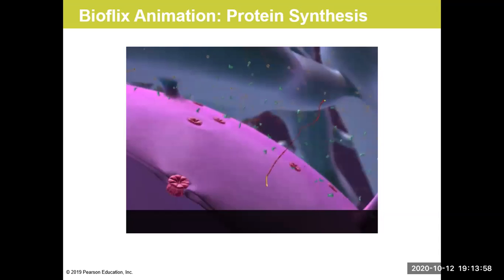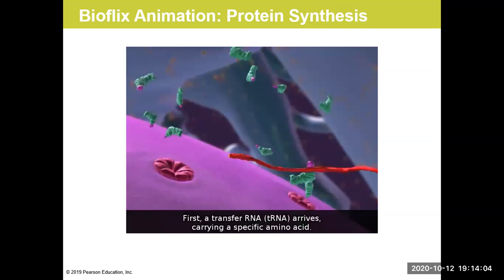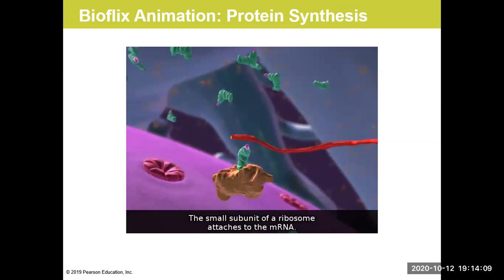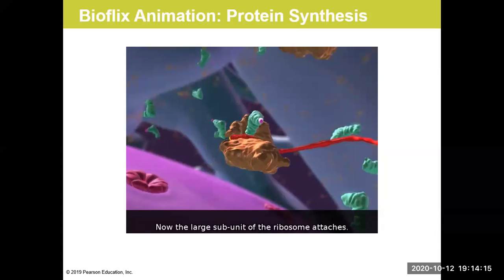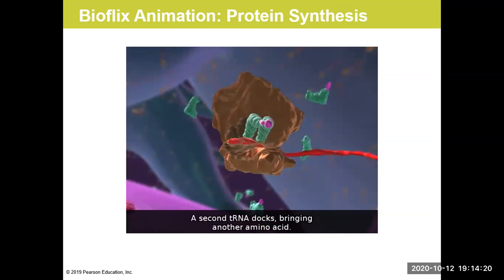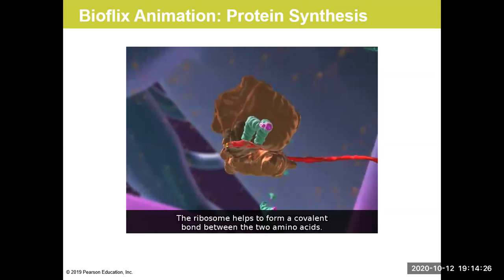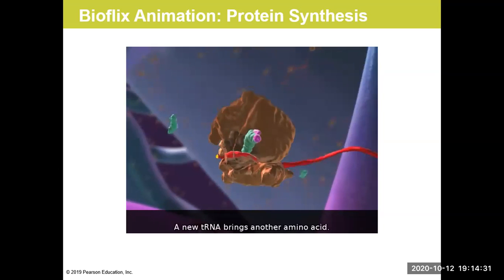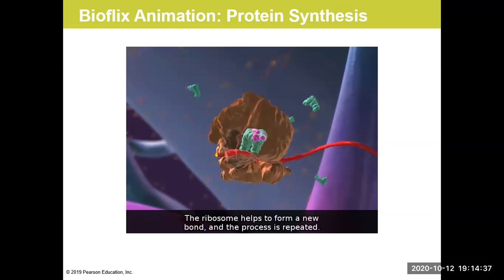The message in mRNA is translated into a protein in the cytoplasm. First, a transfer RNA, tRNA, arrives, carrying a specific amino acid. The small subunit of a ribosome attaches to the mRNA. Now, the large subunit of the ribosome attaches. A second tRNA docks, bringing another amino acid. The ribosome helps to form a covalent bond between the two amino acids. The mRNA shifts, and the first tRNA leaves. A new tRNA brings another amino acid. The ribosome helps to form a new bond, and the process is repeated.